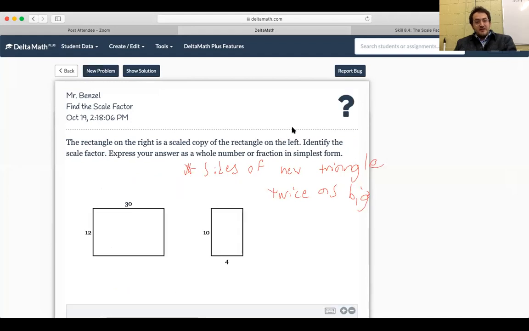And let's do something a little bit more fractional when we are going smaller. So this says that the rectangle on the right is a scaled copy of the rectangle on the left. So I like to label my new and old.